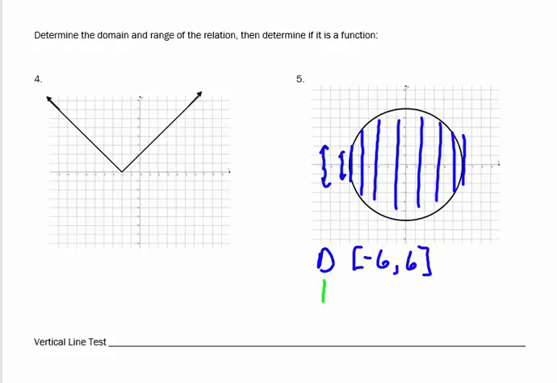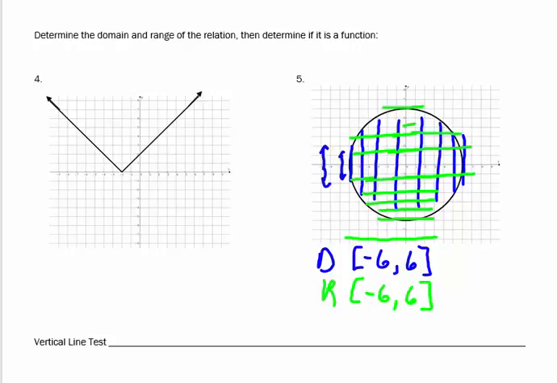Now my range will go from bottom to top. So bottom to top, when I start down here and I go back and forth, I don't hit my graph. I finally start hitting my graph at -6, and I'll continue hitting my graph all the way up to +6. So you'll see that all these horizontal lines continue to hit your graph on two different sides. So my range will also go from -6 to +6, again including those points.